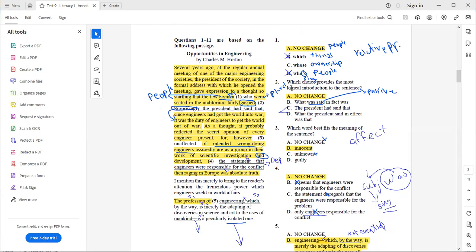Dr. Hamza, second one. Read it, please. Which choice provides the most logical introduction to the sentence? Okay, take care. He wants now an introduction to this sentence. May you read it, please? Since engineers had brought the world into war, it was the duty of engineers to get the world out of war. Okay, do you know why the engineers, here, the meaning of the sentence? Because the engineers put people in war. Why? Because they are the ones that invent and create things related to war. So here he asked them to get out of war. Now we need a sentence that relates to it.